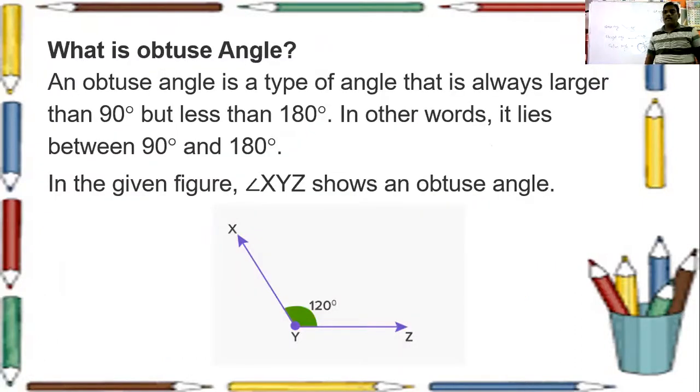What is an obtuse angle? Obtuse angle means more than 90. If it is 90, it is an L shape. If this arm is folded like this, then you can definitely see more than 90.